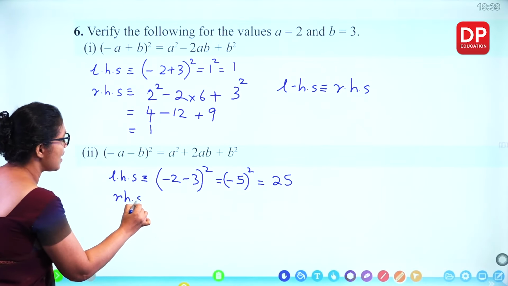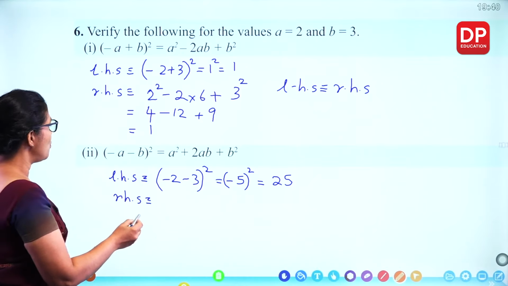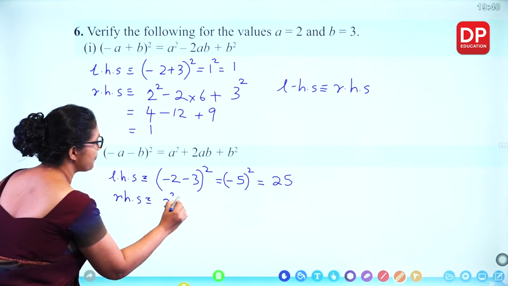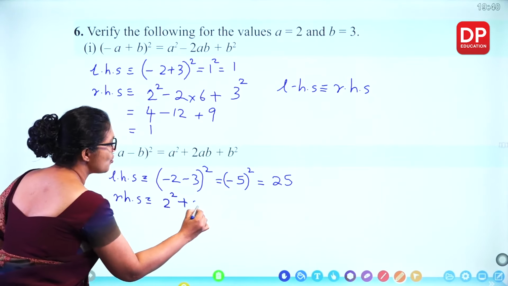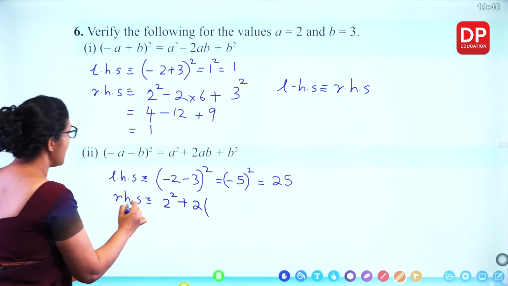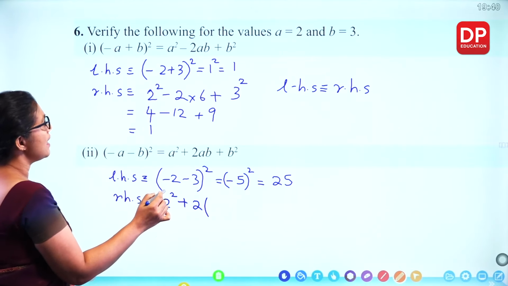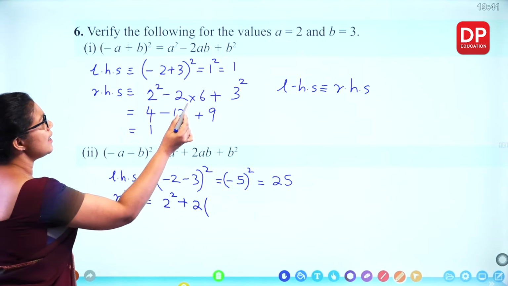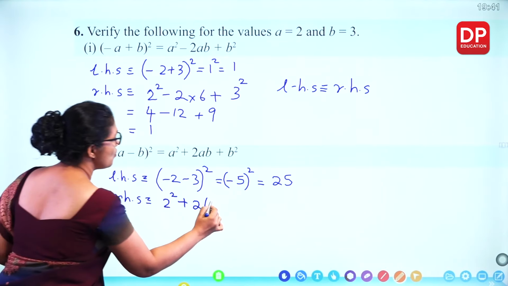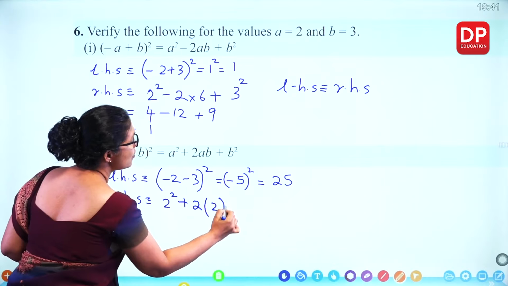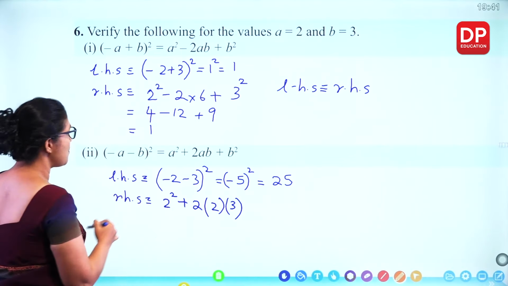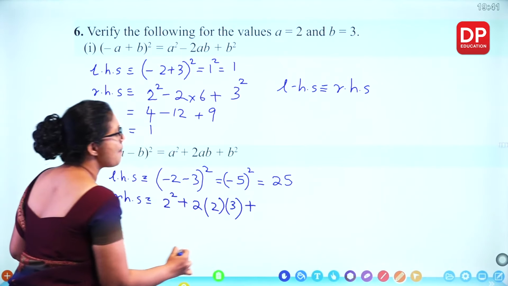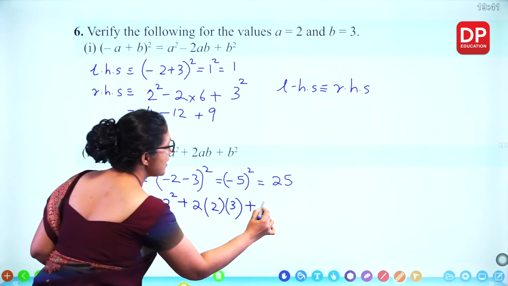Then what is the right hand side? Right hand side, a equals 2. So here 2 squared plus 2 times AB. What is A here? You get 2. What is B there? You get 3. 2 times AB plus B squared. B squared is 3 squared.